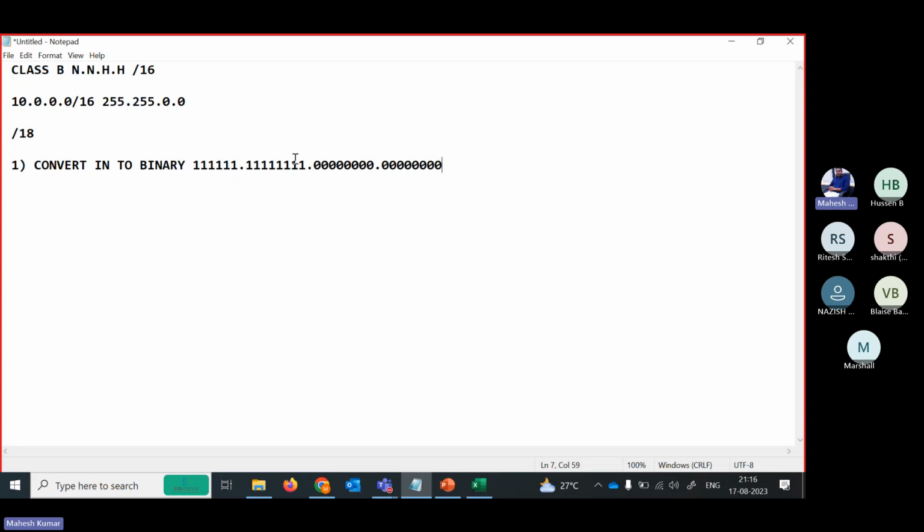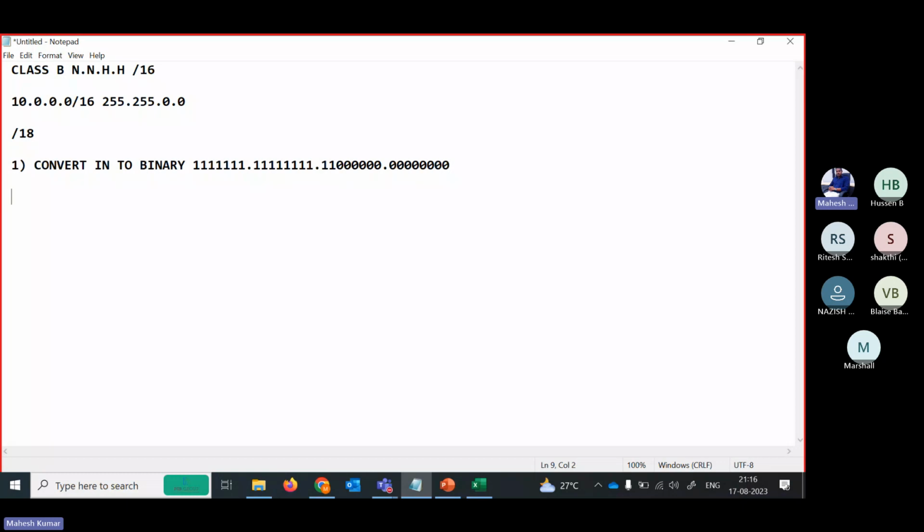So by default, how many bits are we having? 1, 2, 3, 4, 5, 6, 7 and 8, right? 16 bits are reserved by default in Class B, right? Now our requirement is 18 bits, so we are borrowing 2 bits from the host to the network. So in this third octet, 2 bits will become a part of our network. So I borrowed 2 bits.